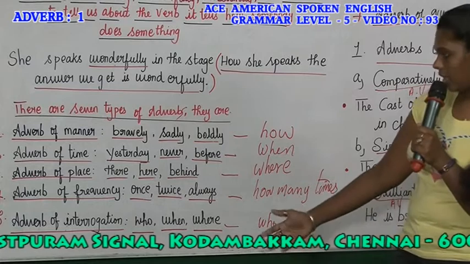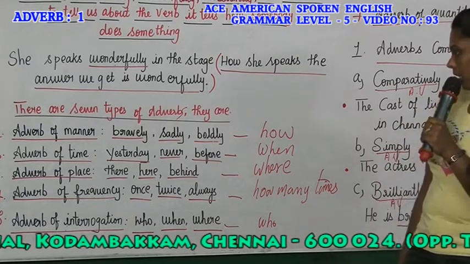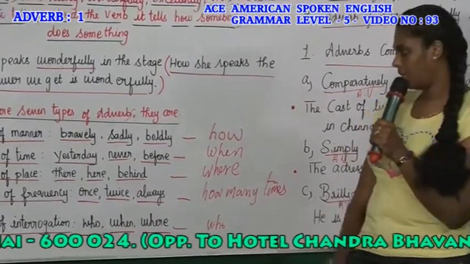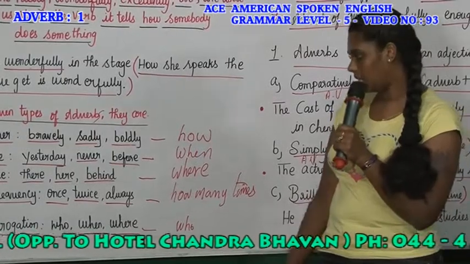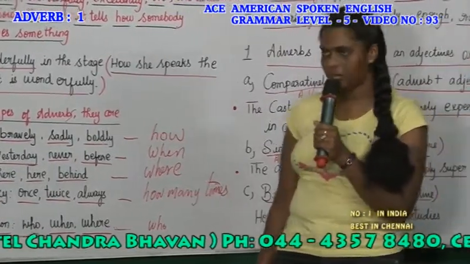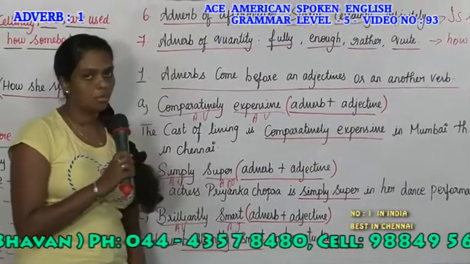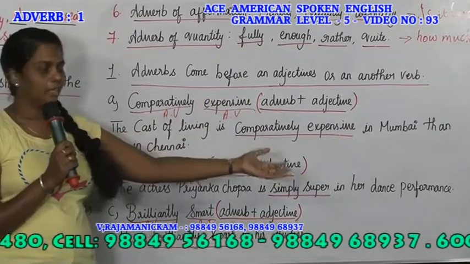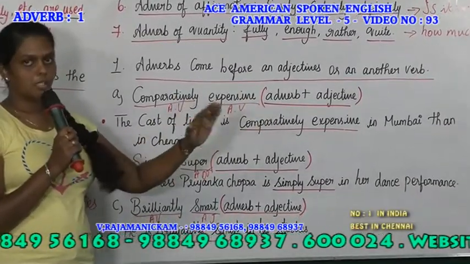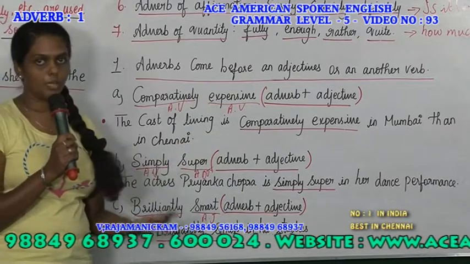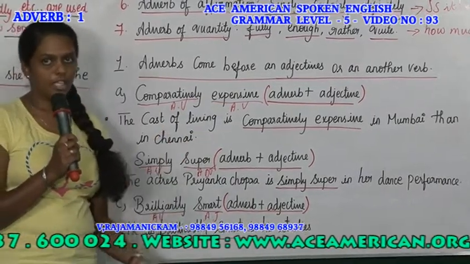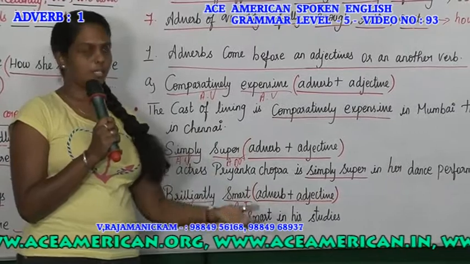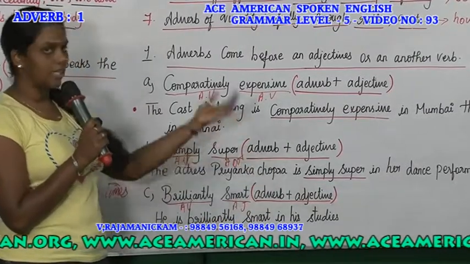And when we talk about adverb of interrogation, it will always be like who, when, and where. These are the questions that we start with in the adverb of interrogation. And adverb of affirmation is surely, certainly, definitely. That means when you confirm something, like I'm assuring something, I definitely do it, I'm sure with it, something like that: surely, certainly, definitely.